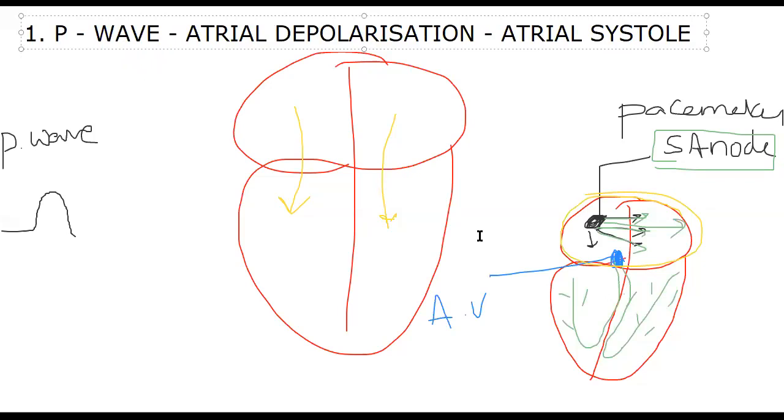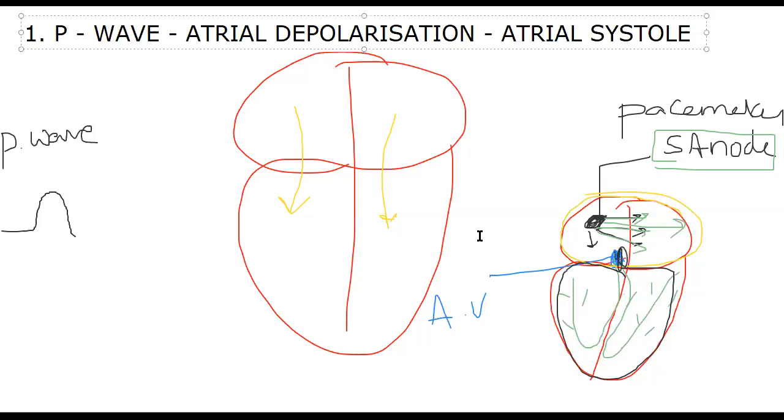Now I am saying from the P wave onwards. When the P wave is recorded, you can understand that the sinoatrial node created electrical impulses and that those impulses are moving all over the atria, and that is recorded as the P wave.